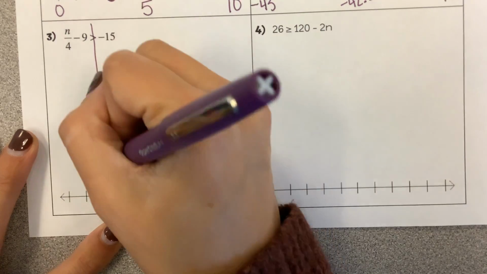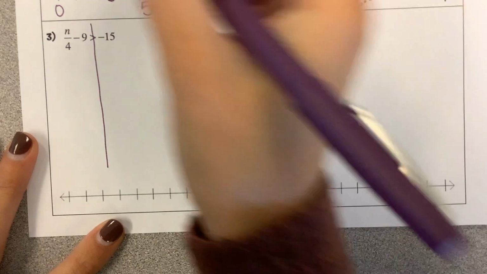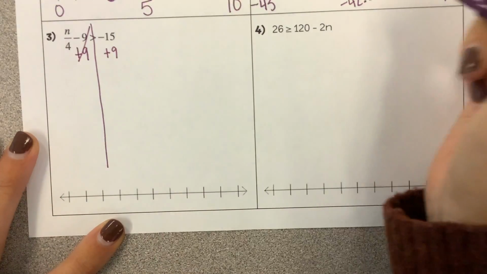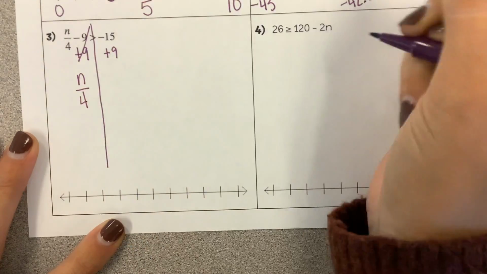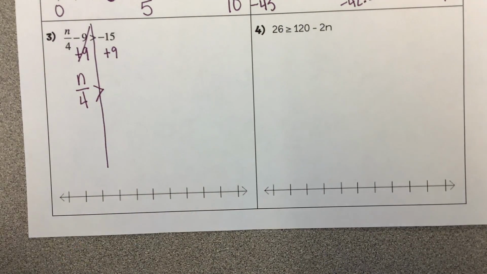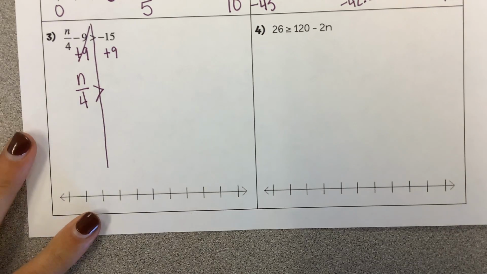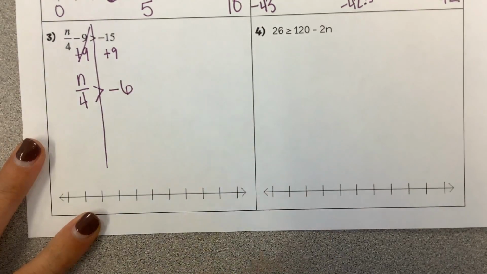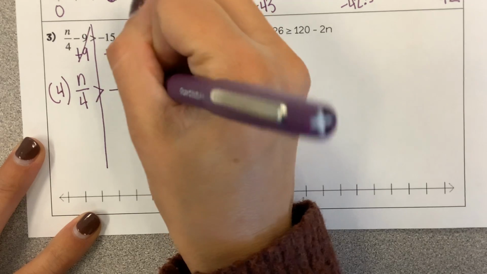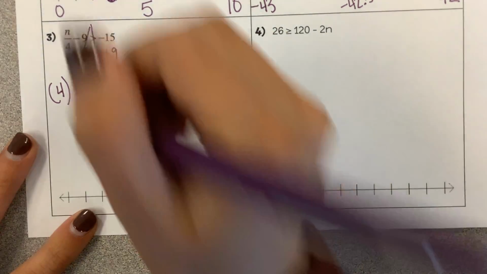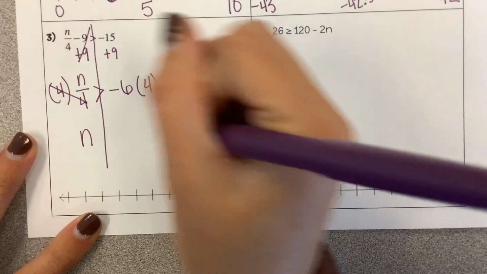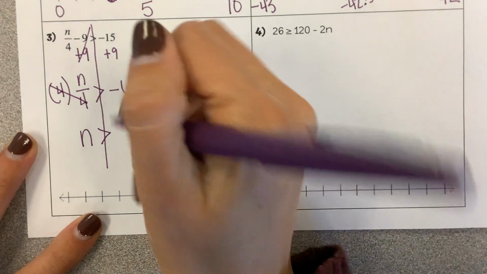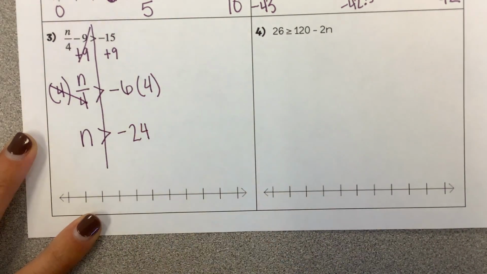Two-step inequalities. First, we get rid of our constant. So we have -9. I get rid of that by adding 9 to both sides. On the side with the variable, it cancels. We're left with n over 4. Bring down our inequality sign. -15 plus 9 is -6. And n is being divided by 4. The opposite is to multiply each side by 4. On this side, it cancels. We get n. We were multiplying by a positive, so we don't need to flip the sign. Negative 6 times positive 4 is negative 24.